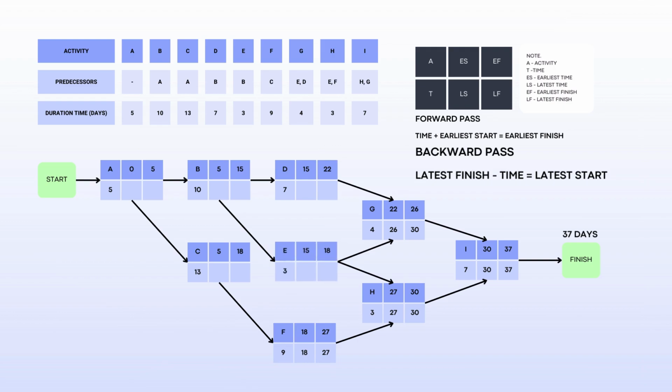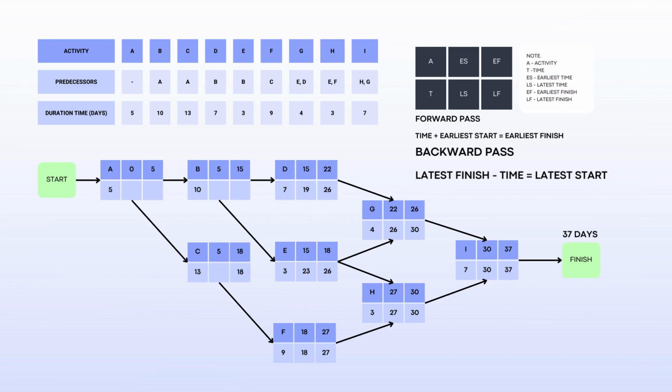For letter E, we have to identify which from tasks G and H has the least latest start to get the latest finish of task E. Since 26 is less than 27, we will have 26 as the latest finish on this diagram. So 26 minus 3 equals 23. For letter D, we'll just copy 26 from diagram G to be its latest finish value. So 26 minus 7 will be 19.